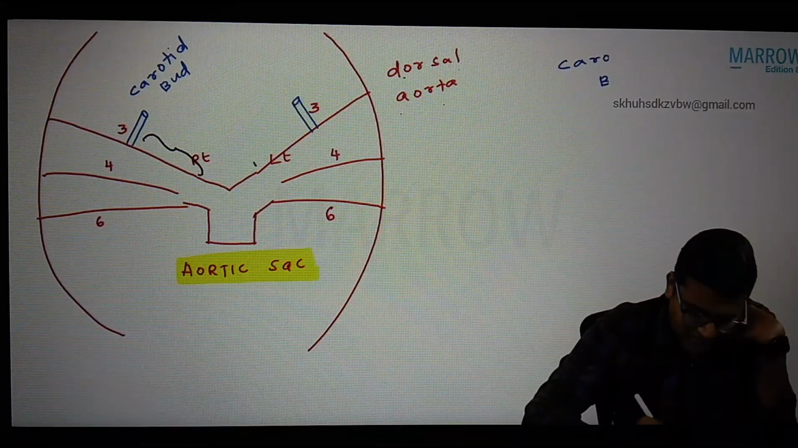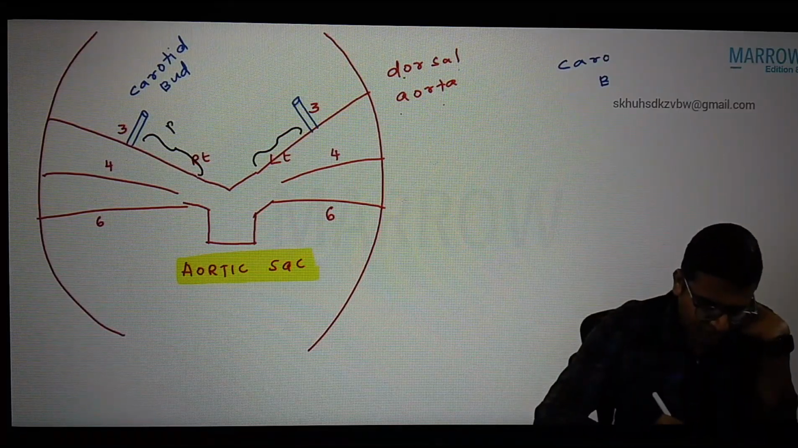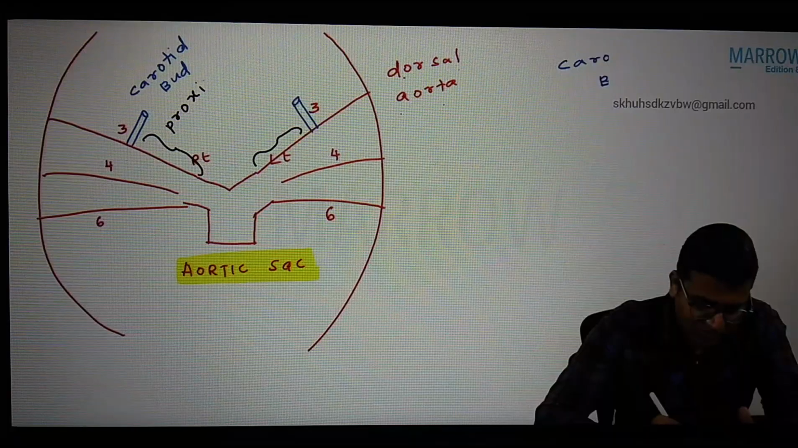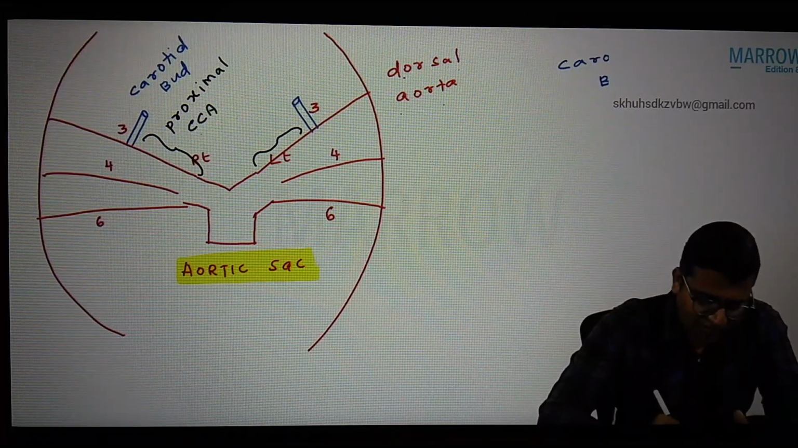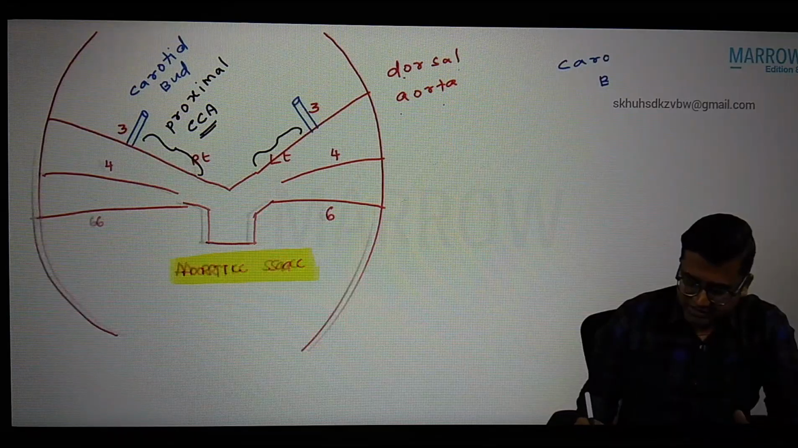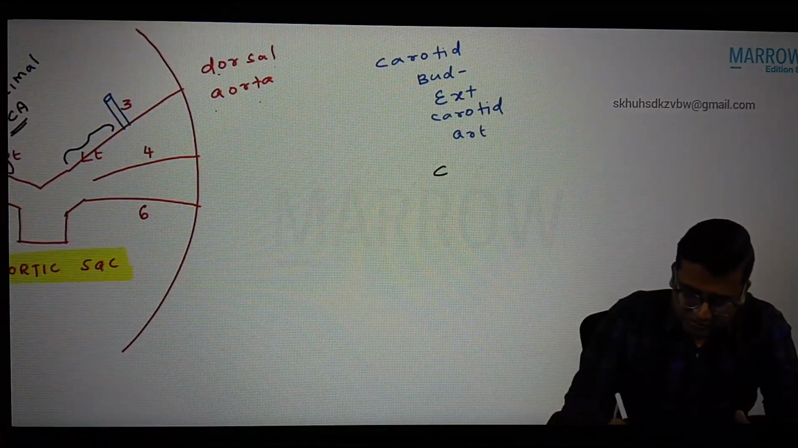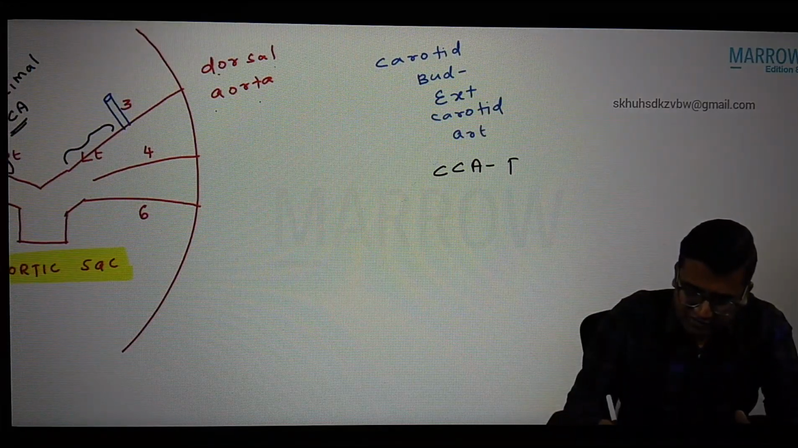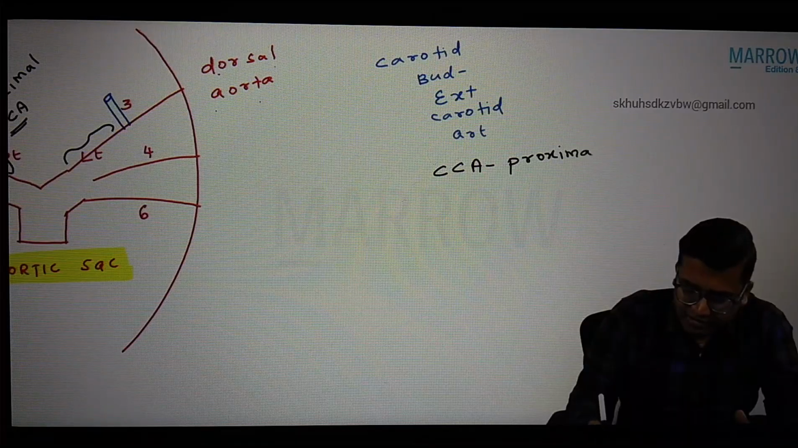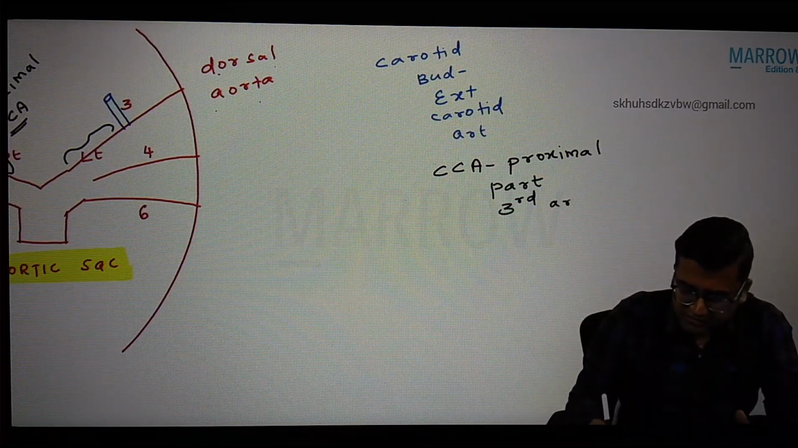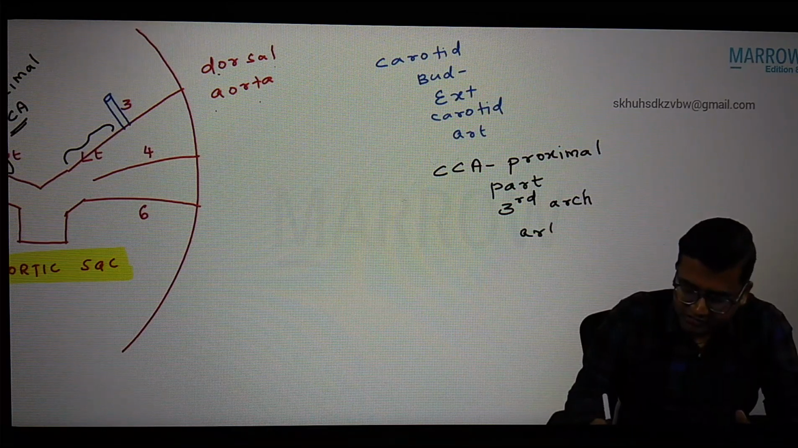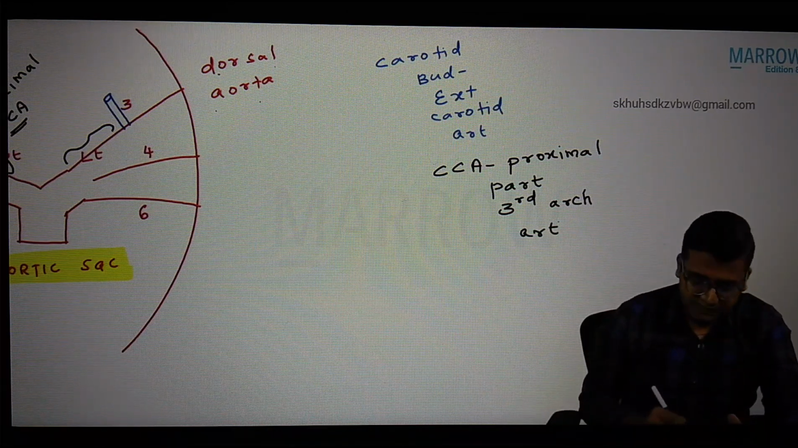Now next one, we have this arch artery. That is the third arch artery. This part is called the proximal part of the third arch artery, and that will form the common carotid artery. So please write by the side: common carotid artery is derived from the proximal part of the third arch artery.